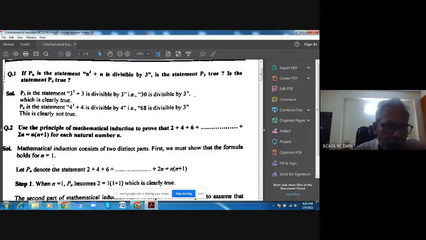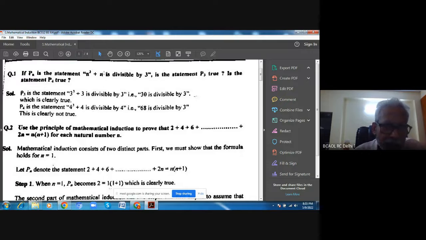But in case of P4, suppose the condition changes to 4. So how much is it coming? And if we add these things, we are getting 68. So is 68 divisible by 3? No, because this is clearly not true. So in this case, it is not true. One statement is true, another is not true, because in this case we are asking about divisibility by 3.